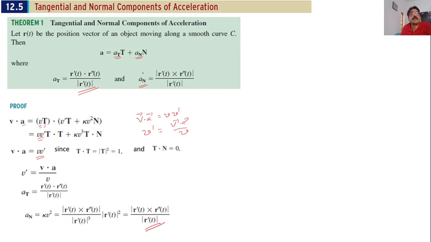So in this section you may be asked to find the two components of acceleration, that is along tangent and along normal, and remember this formula: acceleration along the tangent vector is given by r'(t) · r''(t) divided by |r'(t)|, which is the dot product. And acceleration along the normal component a_n is given by |r'(t) × r''(t)| divided by |r'|. Now we will take a problem.